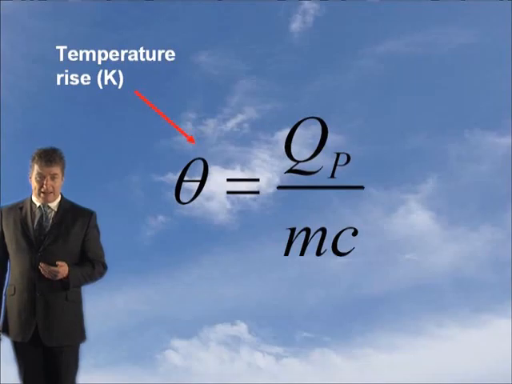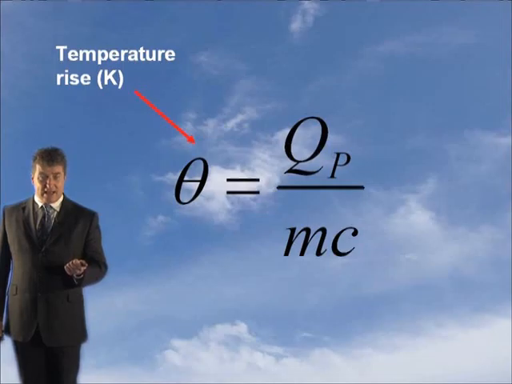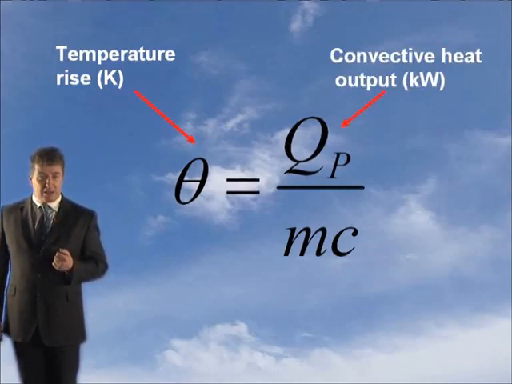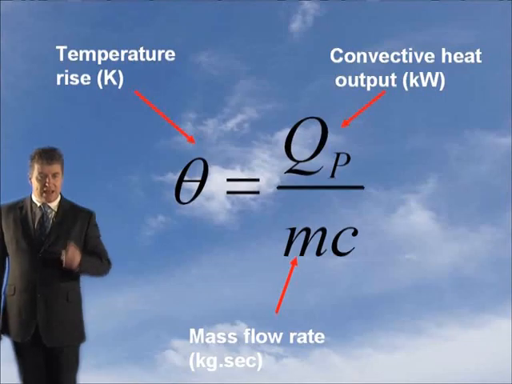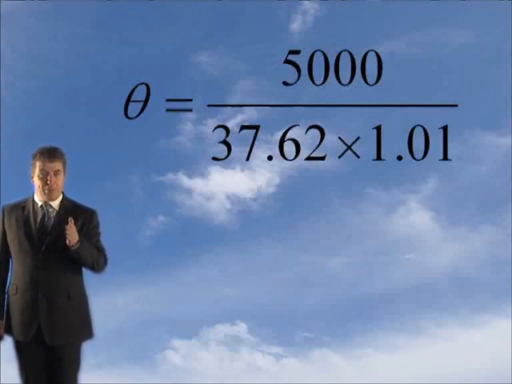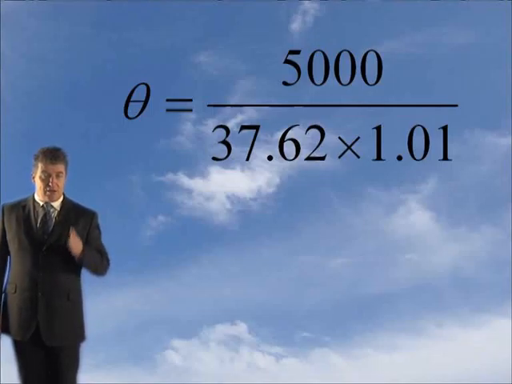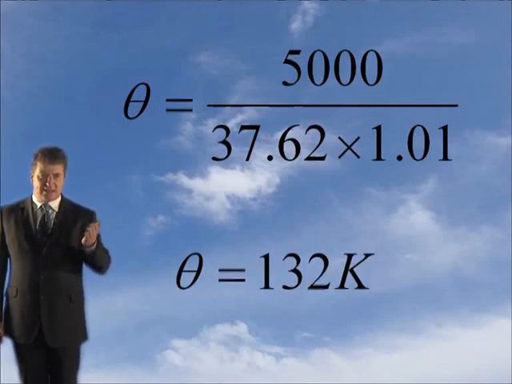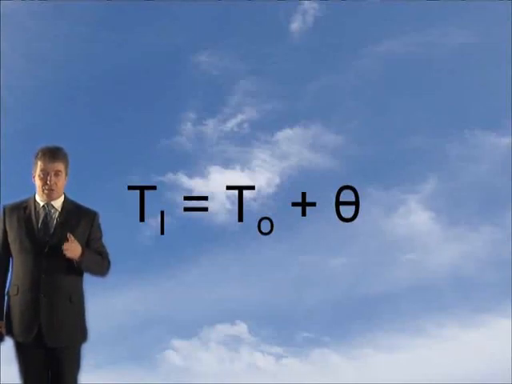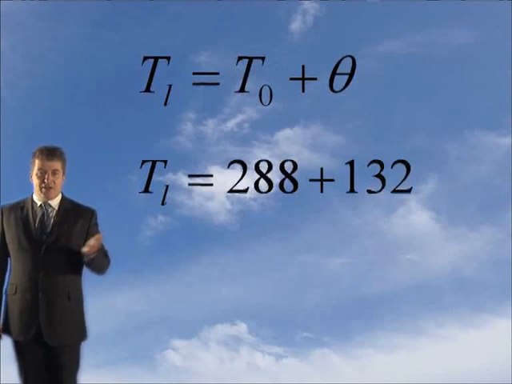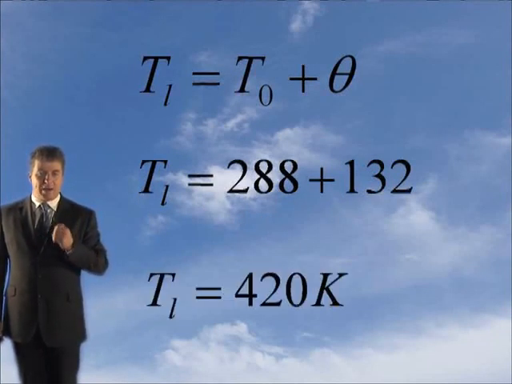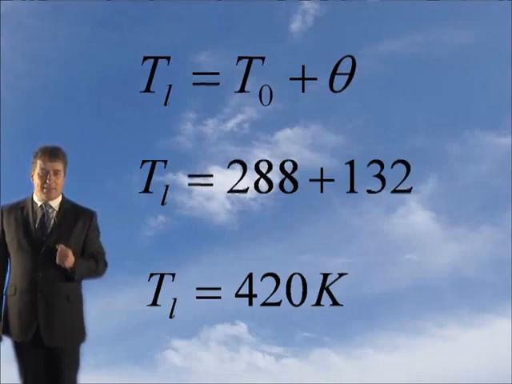And this is a formula to apply. Theta equals QP divided by MC, where theta is your temperature rise in Kelvin, QP is your convective heat output in kilowatts, M is your mass flow rate of smoke, and C is your specific heat capacity. If you'd have put all those known variables in, you'd have got a theta value of 132 degrees Kelvin. That's the temperature increase. We need to know the absolute average temperature of the smoke, and you'd use this formula here. TL equals TO, which is your ambient smoke temperature, plus theta, your temperature increase. This would have given you a value of 420 degrees Kelvin. That's the absolute average temperature of the smoke.